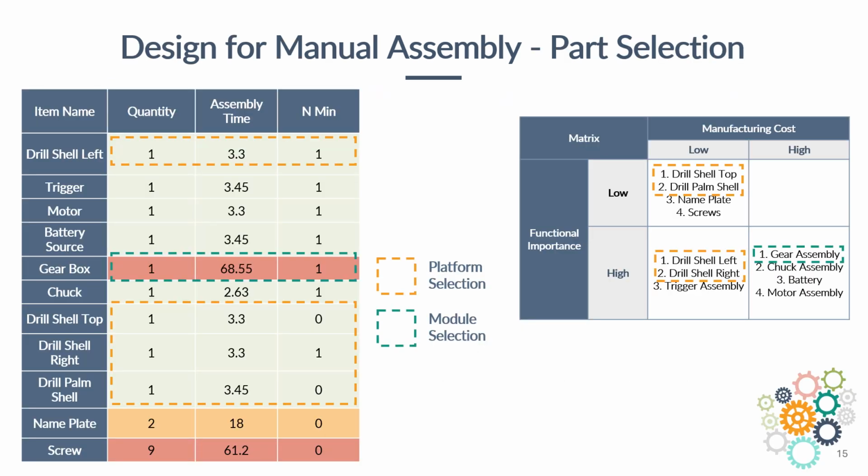For the design for manual assembly, based on the chart, the drill shell and gearbox fall into the high functional importance category, and assembly time is also larger for the gearbox. Gears are from the module selection and drill shells are from the platform selection.